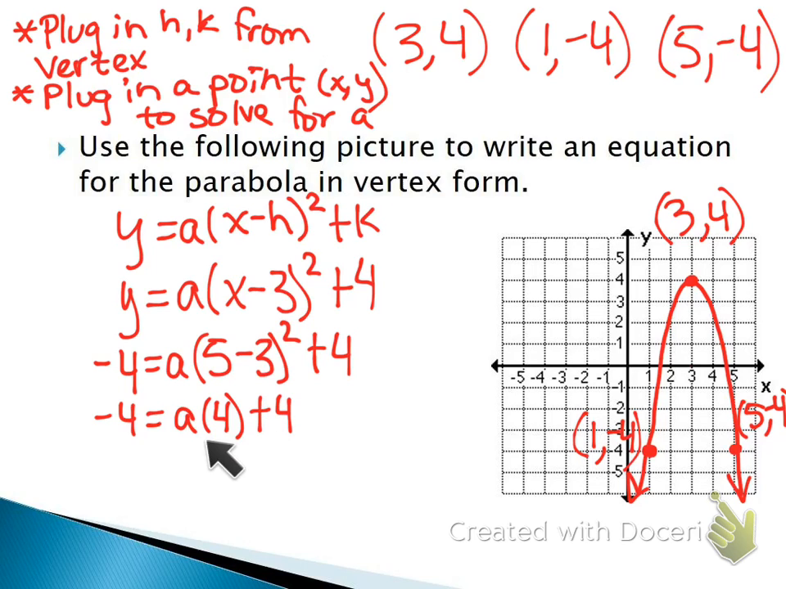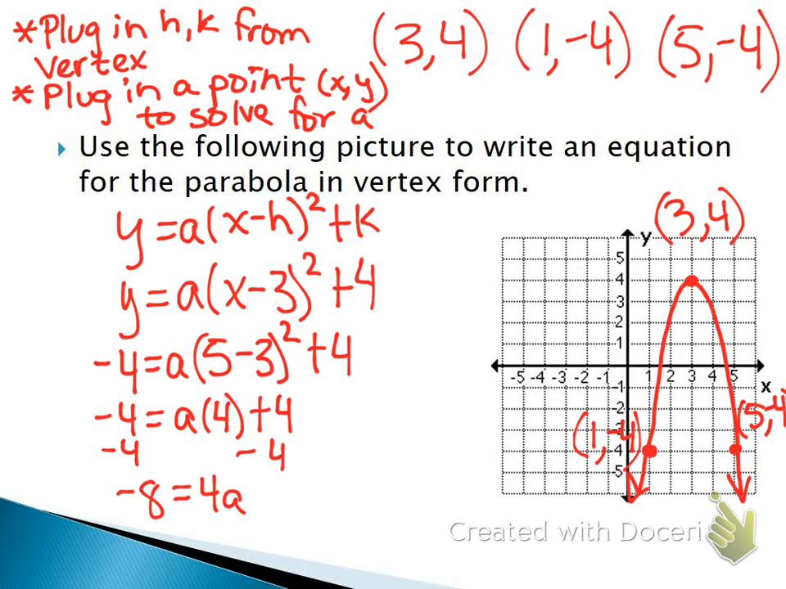What should we undo first? We need to subtract in order to undo the addition first. So if you want, you can rewrite this as -4 equals 4a plus 4, if that makes it easier to see what you need to do. It's the same thing. A times 4, 4 times a. So if you want to rewrite it, go ahead. All right, so we subtract 4 from both sides. What is -4 minus 4?